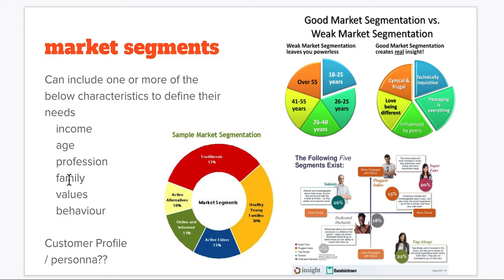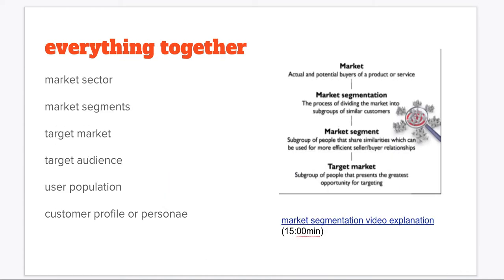So income, age, profession, family, values, behavior, and then we'll talk about a persona a little bit later. So see, it's these buying power. What do they like? Are they more engaged with music, less engaged with music, social, less social? So it's looking at these very specific things to break up that sector. So active elderlies, young elderlies. They're starting to look at these segments and focus them in a little bit more on their personalities.